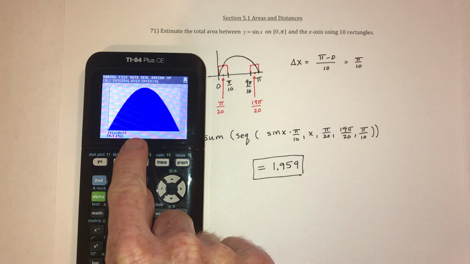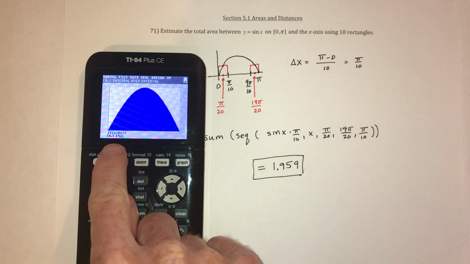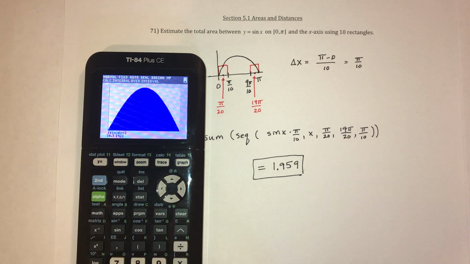That fact right there amazes me. You've got sine, which has all these irrational numbers, and yet the area is just exactly 2. Amazing.